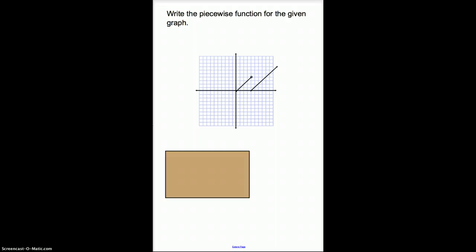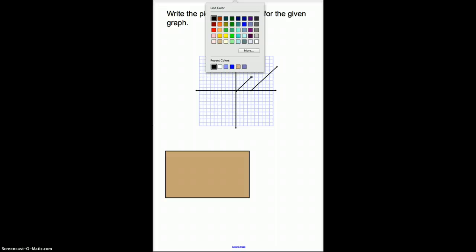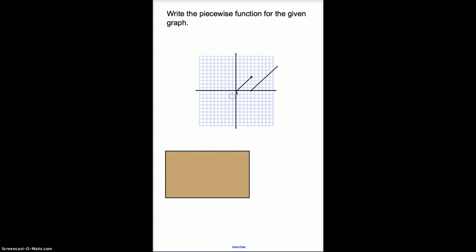Let's see if you know how to write a piecewise function based on a graph. So what you need to do is find the equation for the lines that are given there, and then just break it up in the domain. So you have to imagine that this graph goes on forever. I didn't draw that very well. But imagine that graph goes on forever, and imagine this graph goes on forever. What would be the equation of this line?